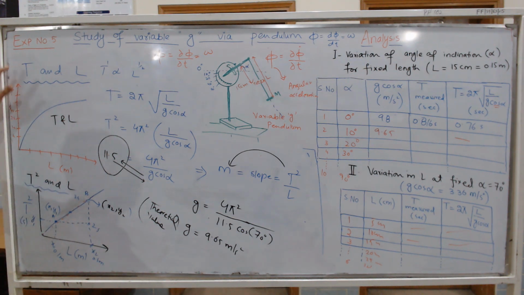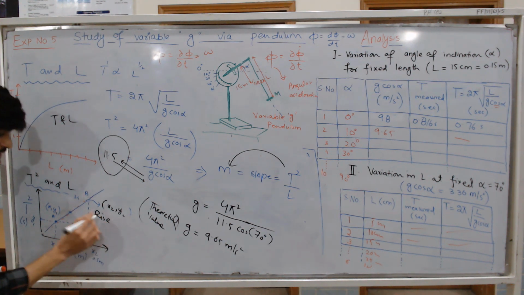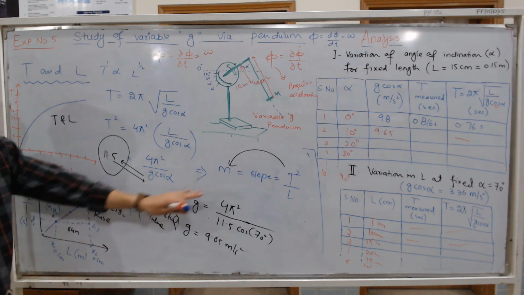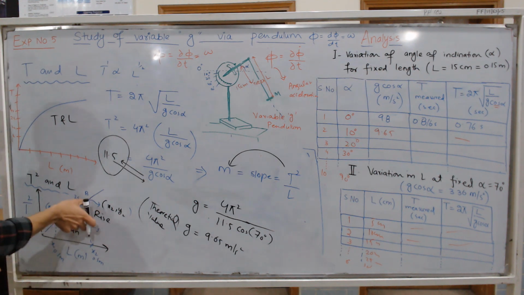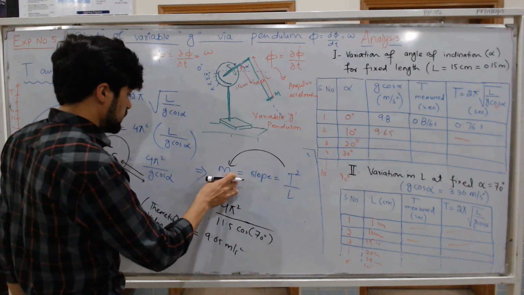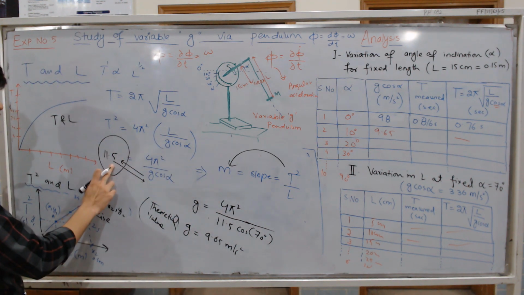So at the end, we plotted a graph between T and L. The graph will be like this. Then you will have to plot the graph between T square and L, and we will get a straight line. We will find the slope: rise is the difference y2 minus y1, and run is x2 minus x1. This slope is the T square axis divided by the length. So I will get a value for the slope and put the value here.